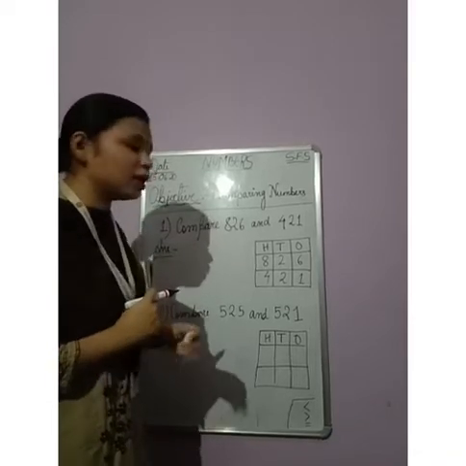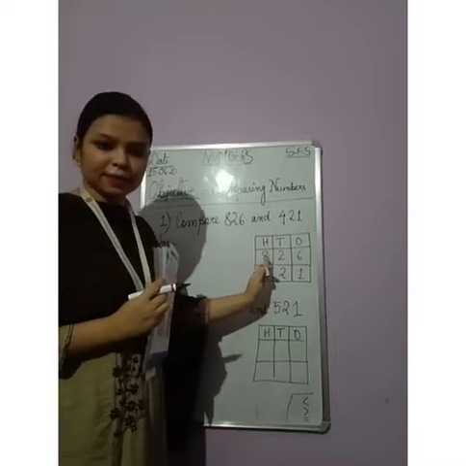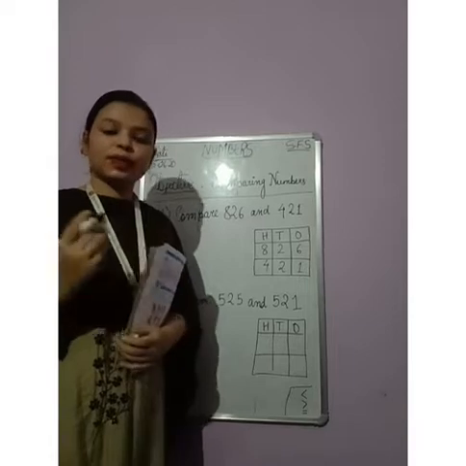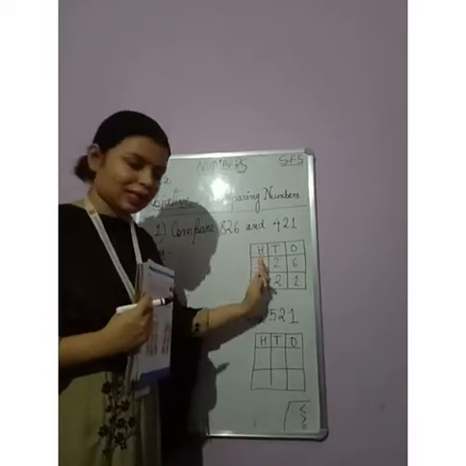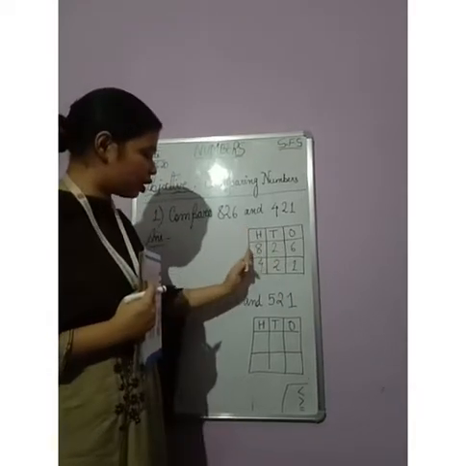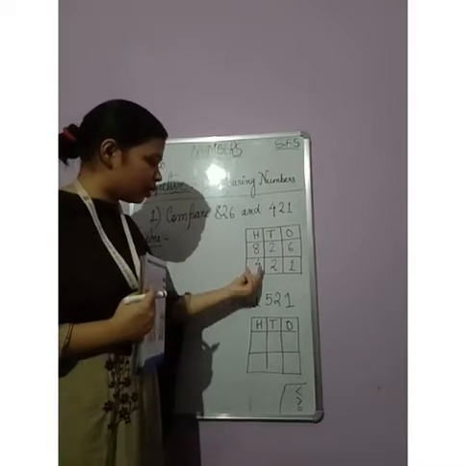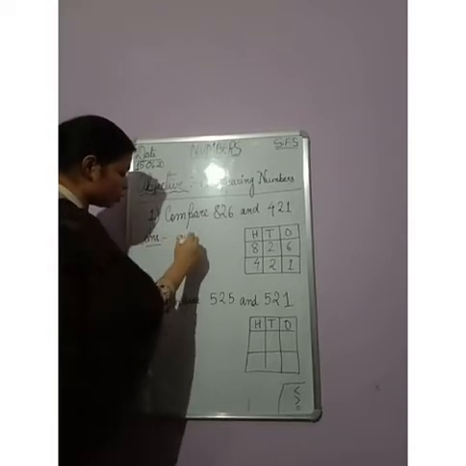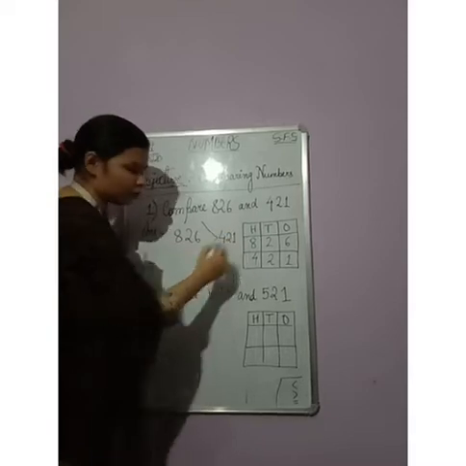When we are comparing, we always start from the left hand side, that is from the hundreds place. In the hundreds place, we have 8 and 4. So which is the bigger number here? 8. When we get the answer in the first column, we need not go to the next column. So 8 is bigger than 4. That means 826 is bigger than 421.